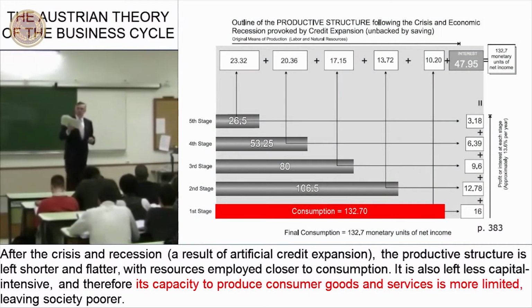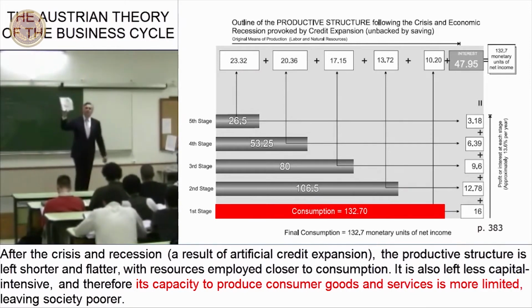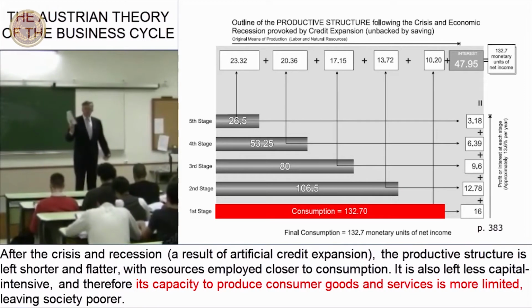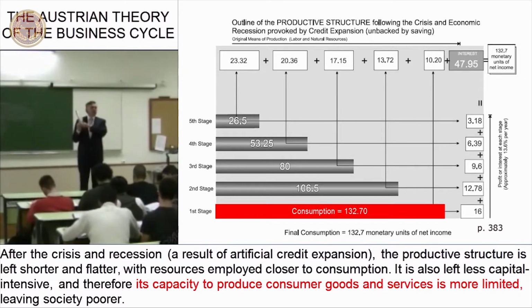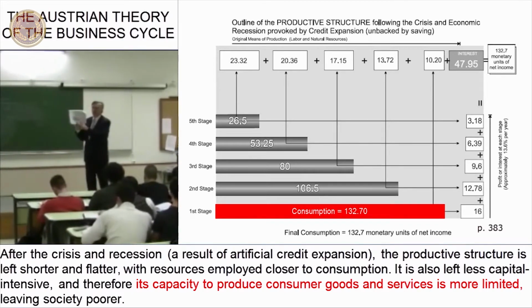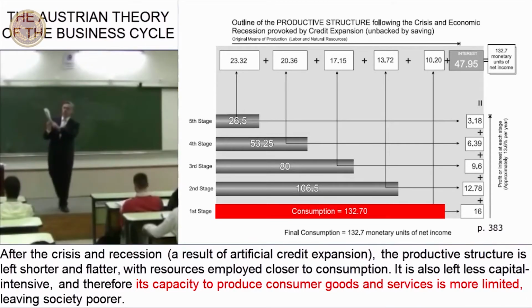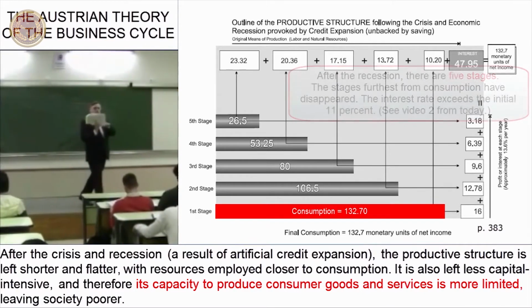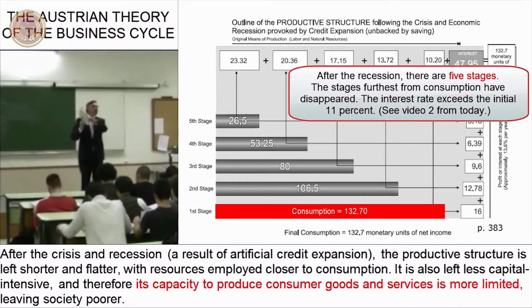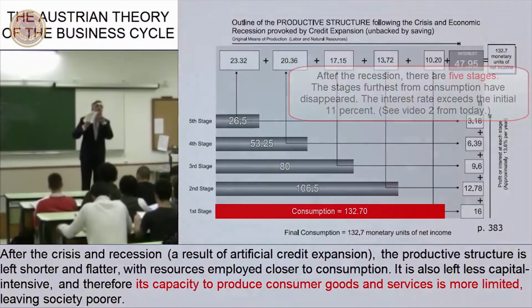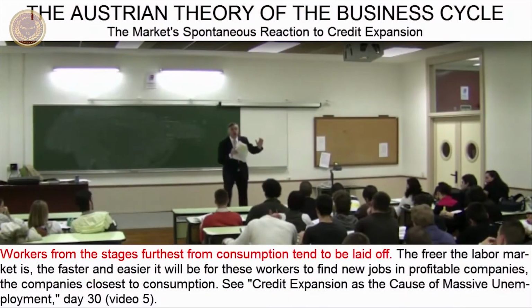A much flatter economy. Following the crisis, we have a productive structure in which, because more money has been injected and the proportion devoted to consumption remains the same, consumption is much greater in monetary terms. Consumption is 132 units, but there are only 5 stages, not the former 7. And what has happened to everything in stages 6 and 7, and to the widened portions of other stages? That has all disappeared, because it is not profitable, and the workers have lost their jobs.